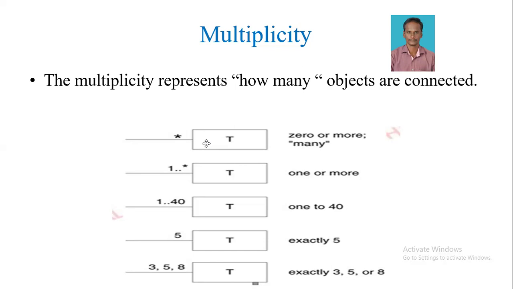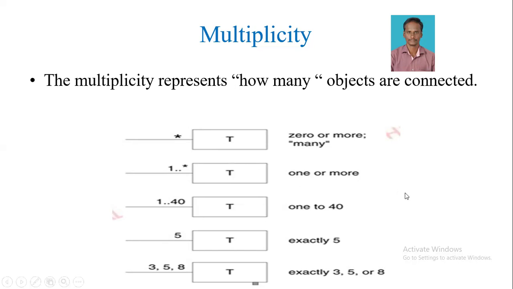But I may not want it that way. For example, 1 to 2, 2 to 3, I want exactly this much. That is the next one. There they have specified only 5. 5 means exactly 5. If you want exactly 20, you just replace 5 with 20. And the next one is 3, 5, 8. It means you may have exactly 3 objects, or exactly 5 objects, or exactly 8 objects. Other than these 3 numbers, you should not have any other number of objects. That is actually the multiplicity.